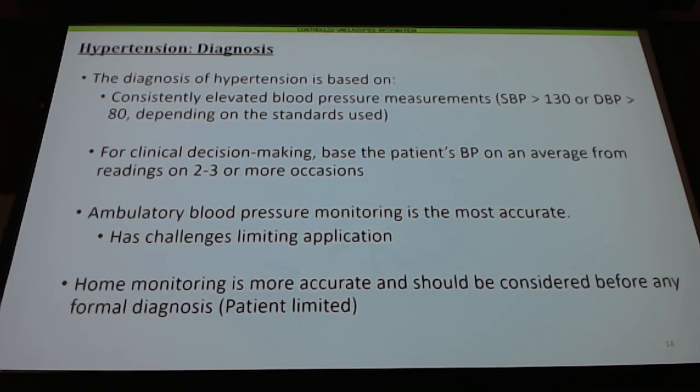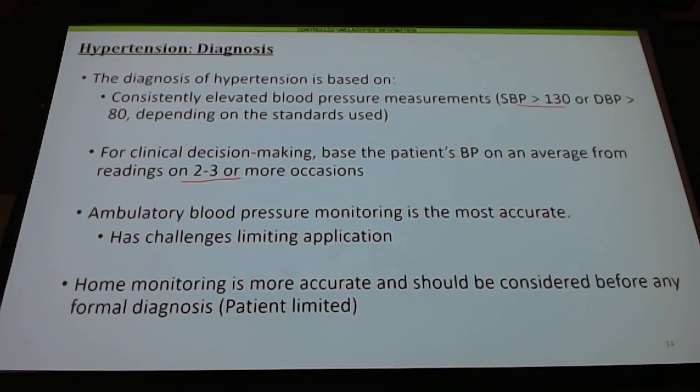So to diagnose a patient with hypertension, we said we need at least 2 to 3 data points, right? But depending on the guidelines that you use will help you determine what your thresholds are to be able to diagnose somebody with hypertension. So ACC-AHA, they say persistent systolics greater than 130 or diastolics greater than 80 technically meets the definition of high blood pressure or hypertension.